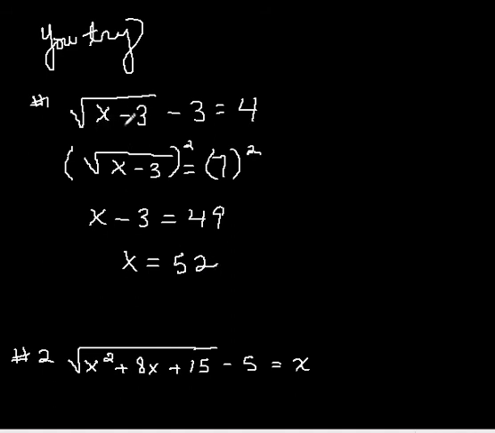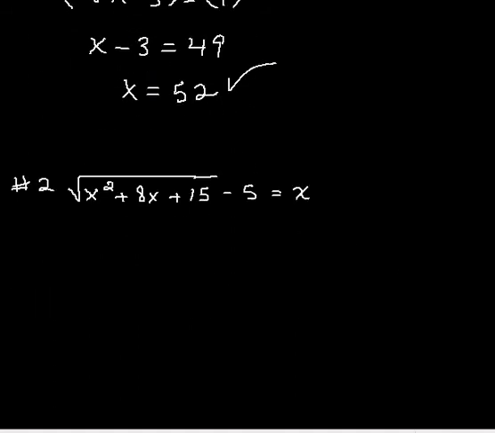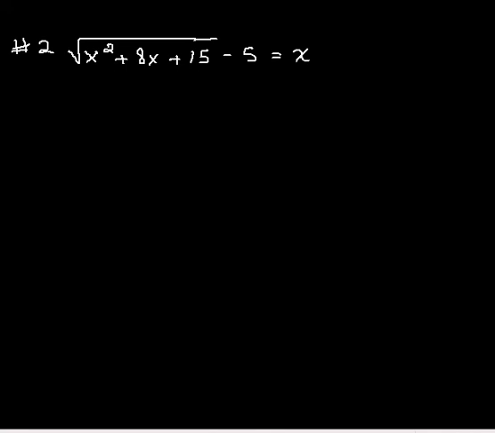52 minus 3 is 49. So that would be 7. Square root of 49 is 7. It always seems to be whatever this number is. Minus 3 does equal 4. So that one works. Okay, try the next one. Pause the video now and try it.